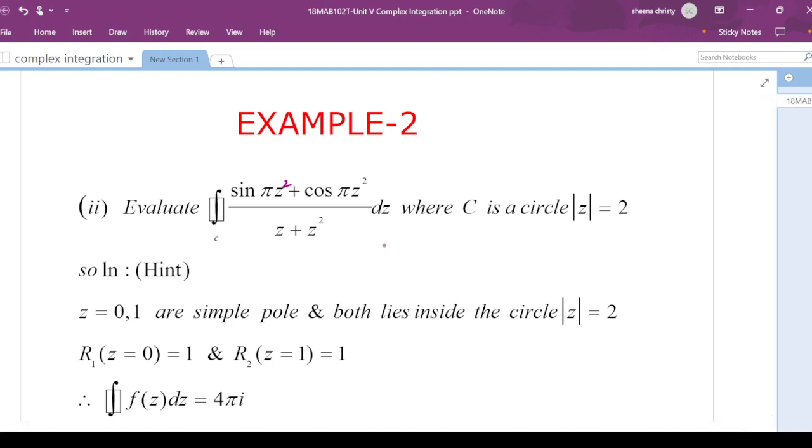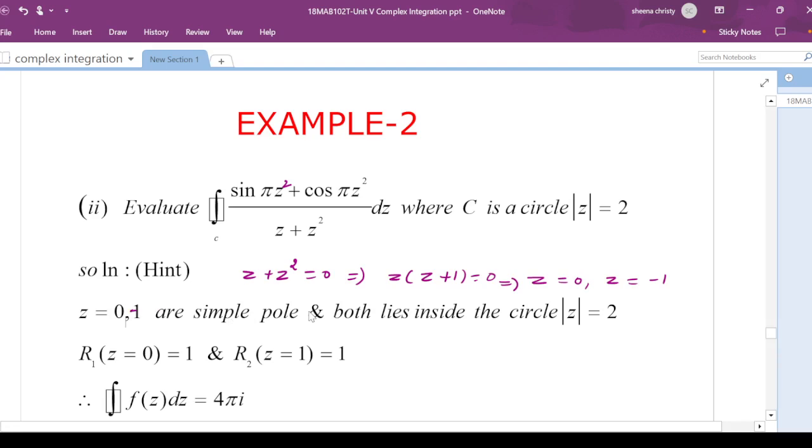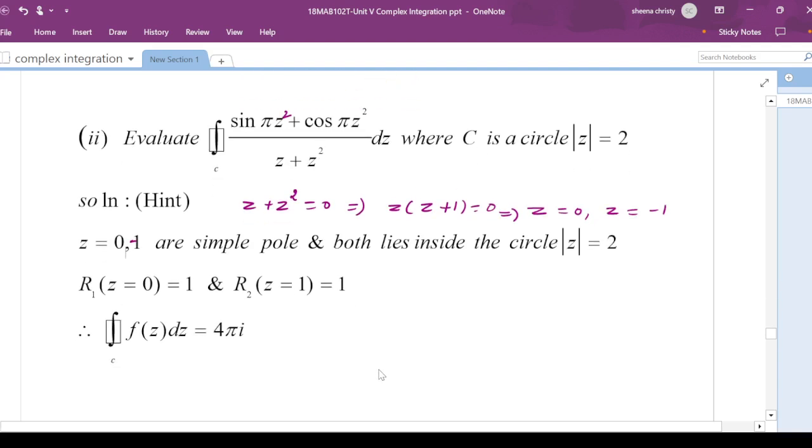Here, how will you get it? z plus z square equal to 0 implies z into (z plus 1) equal to 0, or this gives you z equal to 0 and z equal to minus 1. Here z equal to 0 and z equal to minus 1 are simple poles, both lie inside the contour mod z equal to 2. Now evaluate what is the residue at z equal to 0 and what is the residue at z equal to minus 1. You will get the answer. Check it out.